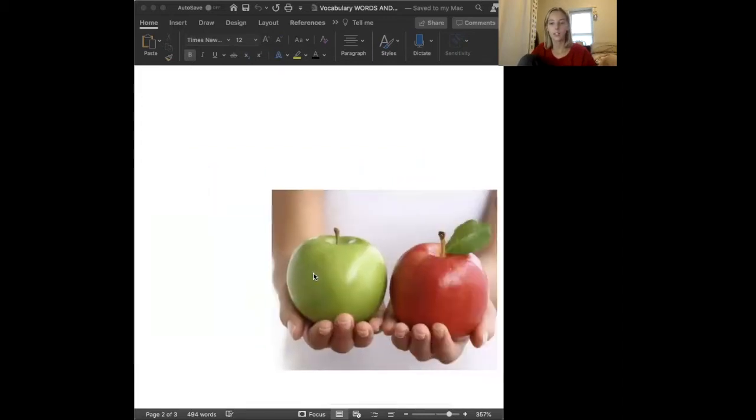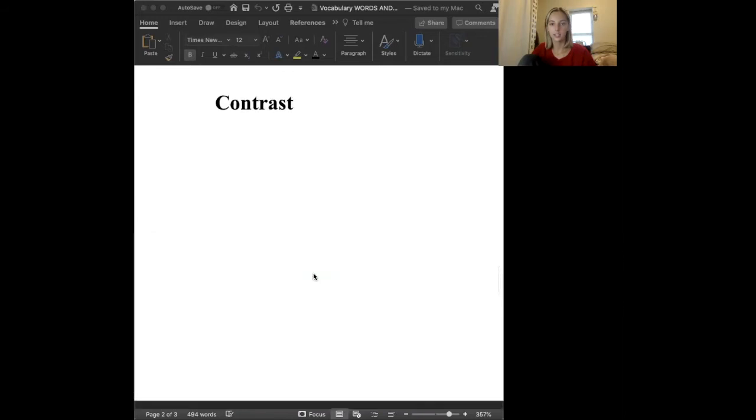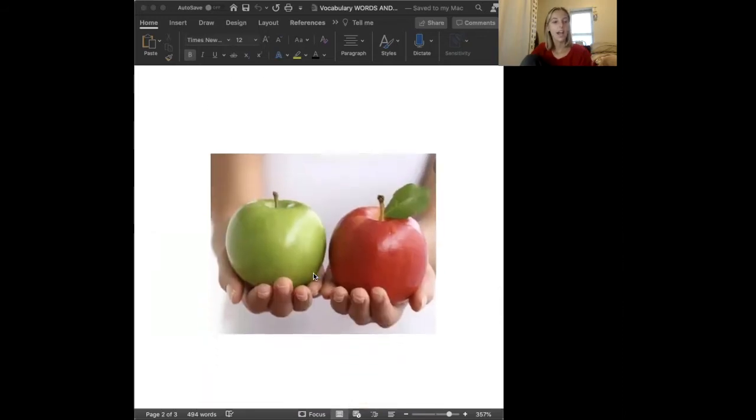Now our next word is contrast. You can see the word here, pictures down here. Contrast is the opposite of compare. So let's say contrast together. Contrast. Good job. So it means the difference between two objects. So an example with the word in a sentence can be, the apple on the left is green in contrast to the red apple on the right. Can you use contrast in a sentence for me? Great job. Your sentences are great.